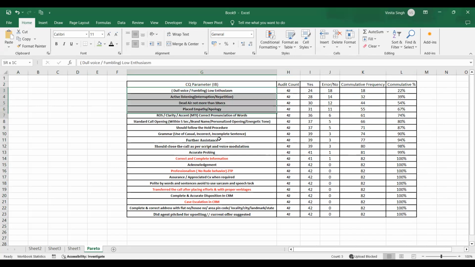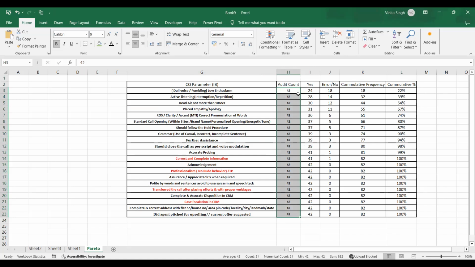These are the different parameters that we use to gauge the performance of our team. In this parameter, we see how many counts have been done. There were a total of 42 counts, meaning 42 people were audited or 42 calls were audited. This could be repeated also. For example, if there is Aman, there is a possibility that three, four, or five audits are done for Aman only.